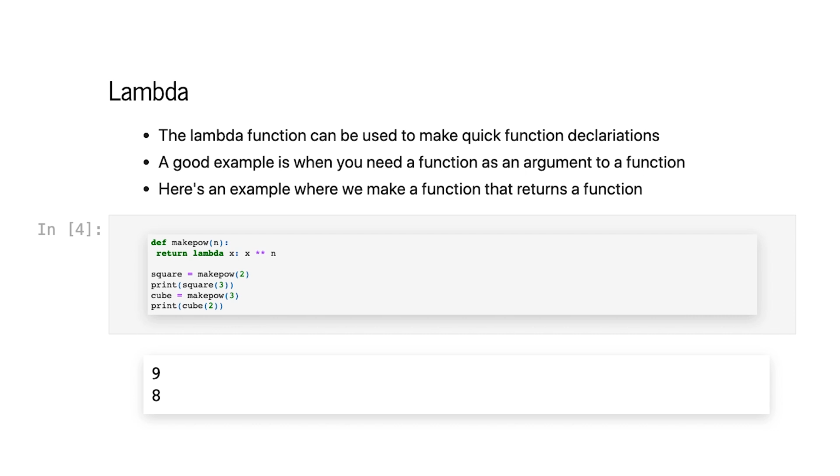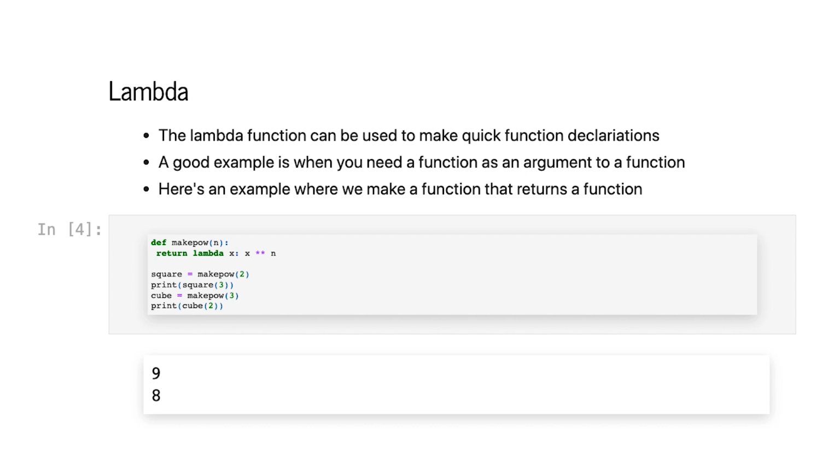Okay, so let's write kind of a weird function, but let's think about an example usage of lambda here. I want to define the function makePow(n), and this is a function that makes a function that raises numbers to an arbitrary power. So I define makePow(n) so that it returns a function that raises the argument to the nth power. So makePow is a function that returns a function.